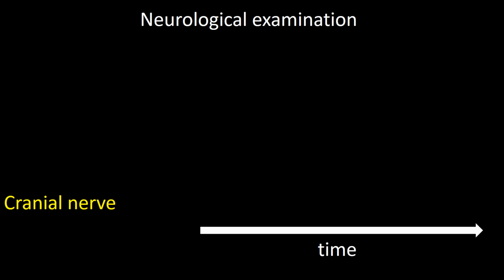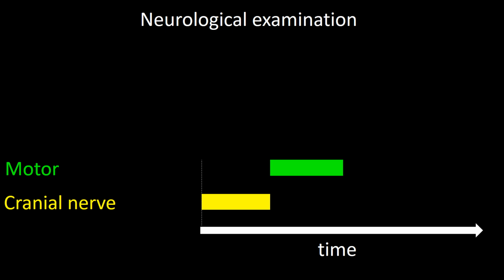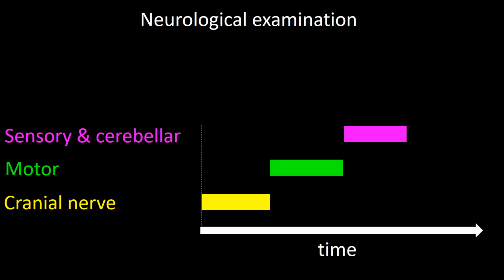Most neurologists I know start the formal neurological examination by testing cranial nerves, which usually take a large chunk of the time allotted for neurological exam. Then they go to the motor exam, which is also quite lengthy. Then to the sensory and cerebellar exams, which usually take less time, and then go to the mental status exam, which is usually quite brief.